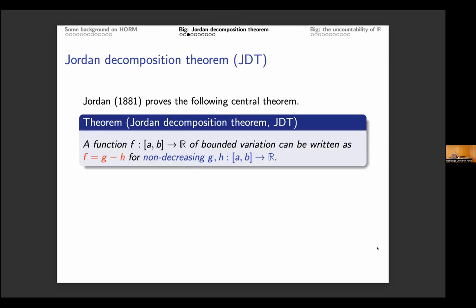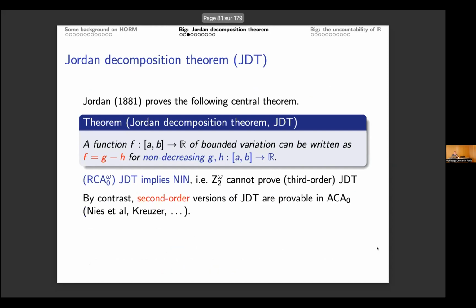Then Jordan proved that if you have a function of bounded variation, it's actually very simple. It's the difference of two non-decreasing functions. Very basic. And of course, the third order Jordan decomposition theorem implies NIN, that the reals are not countable. So Z2 little omega cannot prove the third order Jordan decomposition theorem. That's actually quite easy to prove.